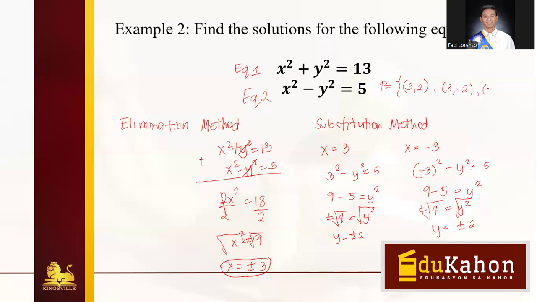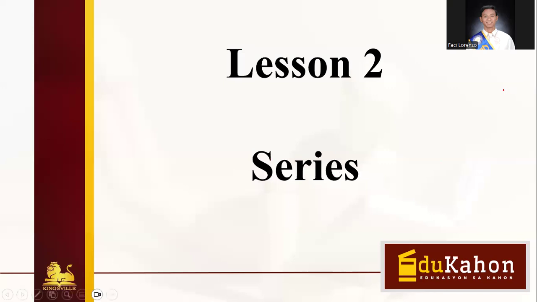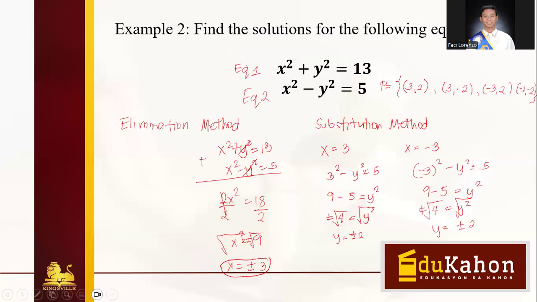We also have the point negative 3, positive 2, and we also have the point negative 3, negative 2. So by using the notation, we have 4 points for the points of intersection of the following non-linear equations. So we have 3, 2; 3, negative 2; negative 3, positive 2; and negative 3, negative 2.